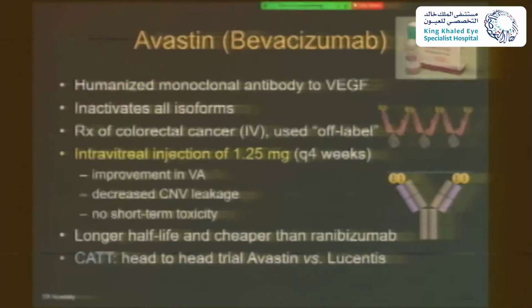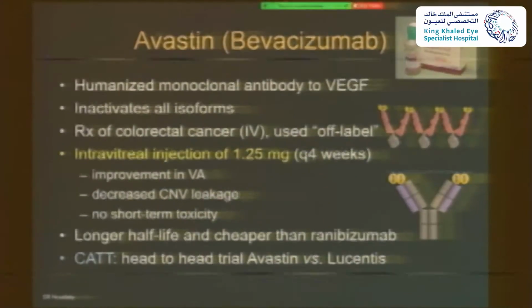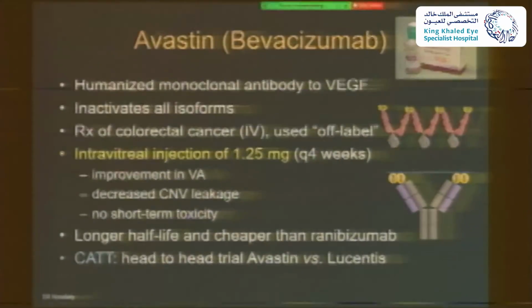It's almost inevitable. Avastin. Avastin is a monoclonal antibody which inactivates all isoforms of VEGF. As I said, it's used for colorectal cancer, and for CNV, it's used off-label. The label on the drug does not allow you to use it inside the eye. The dose, which you need to know, is 1.25 milligram, and you give it the same as Lucentis.